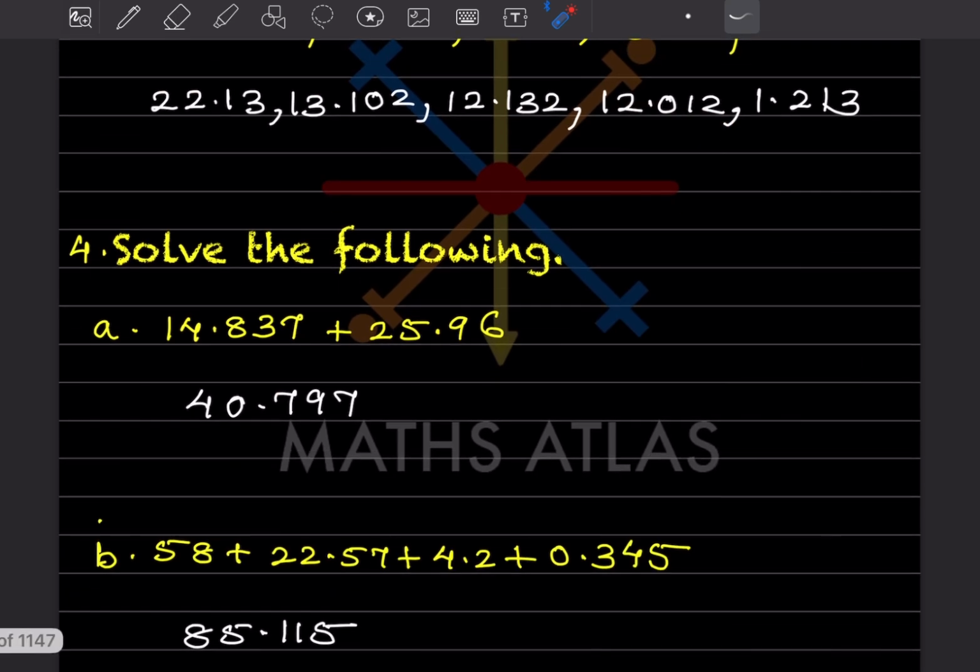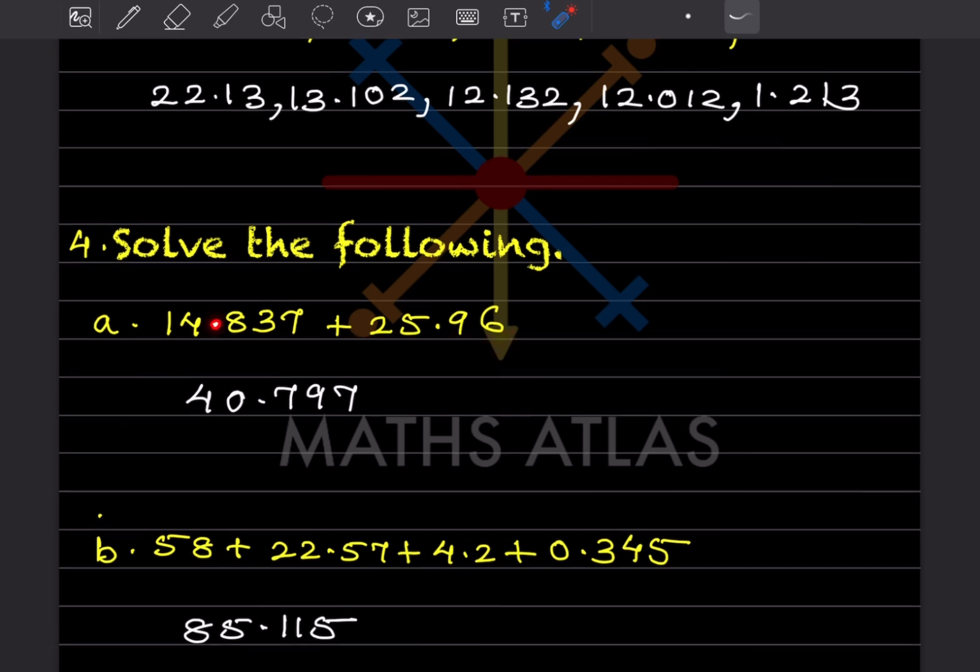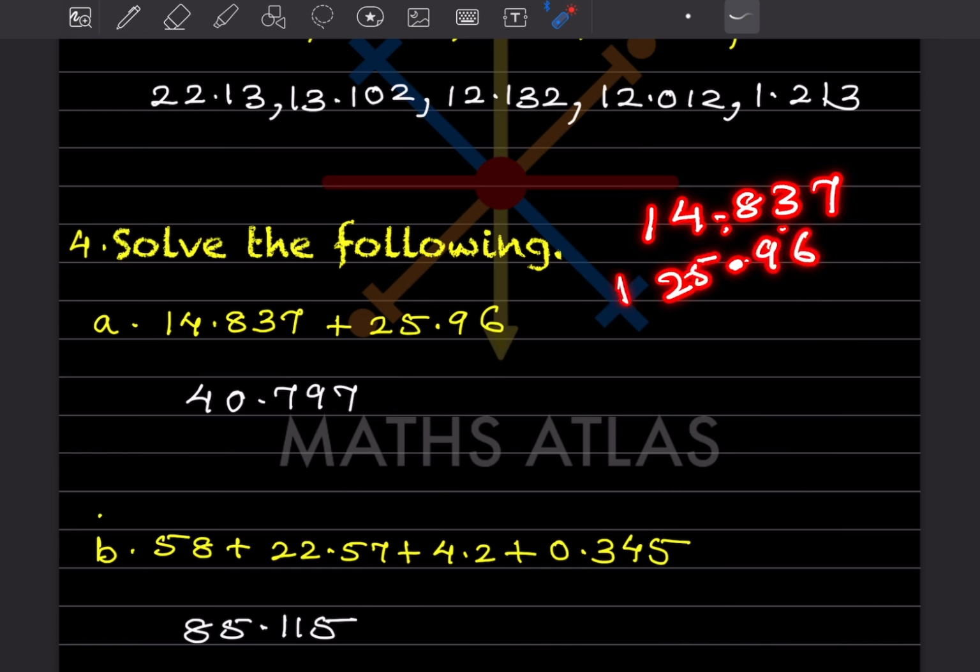Here, solve the following. So this is very easy. Now what you have to do whenever there is a decimal, just adding, I'll show you here. Now this is 14.837, and then you have to add 25.96. So what you are going to do, the point will be here, below the point should be the point, and this 96 is here. So that is very important.